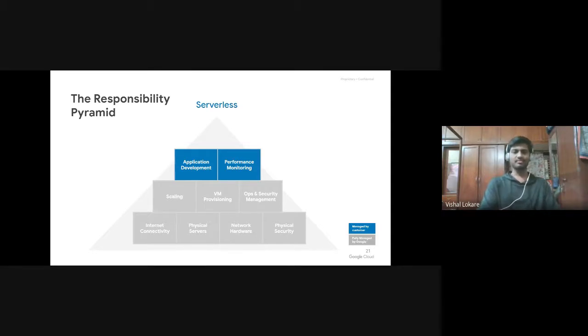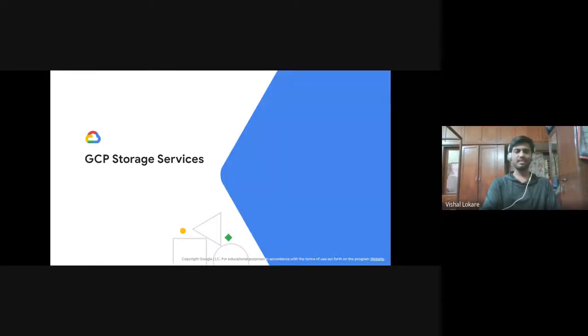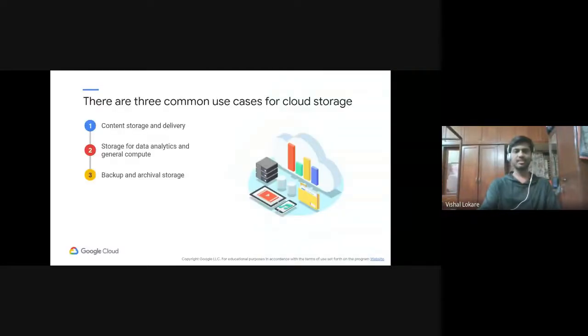Okay, and yeah, this was pretty much it for the compute part. When we go with storage services, GCP also provides a variety of storage services that you can use. So the three common uses are, first, content storage and delivery.